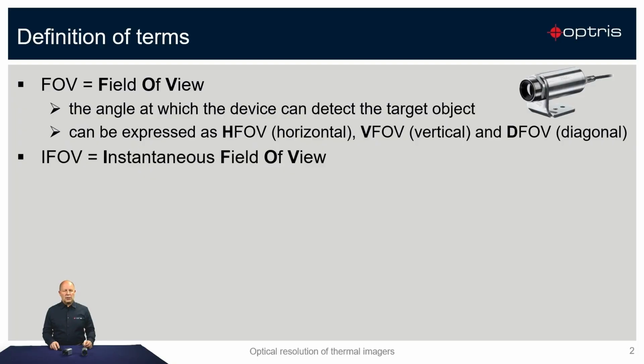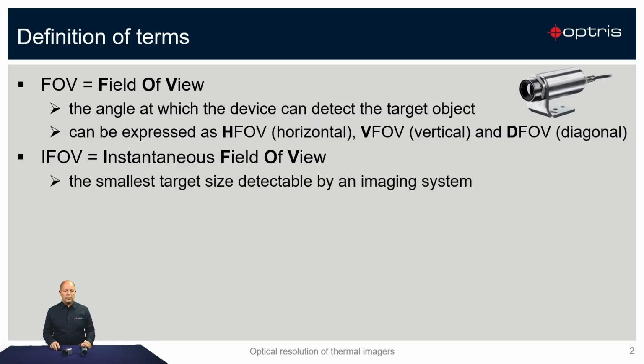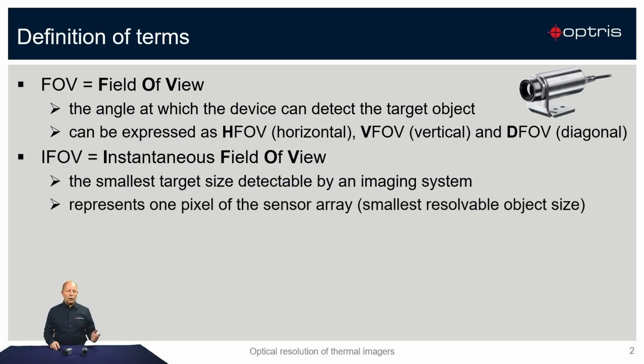The next term is the so-called instantaneous field of view. The instantaneous field of view, IFOV, is the smallest target size detectable by an imaging system. It represents basically 1 pixel of the sensor array, and therefore it is the smallest resolvable object size.